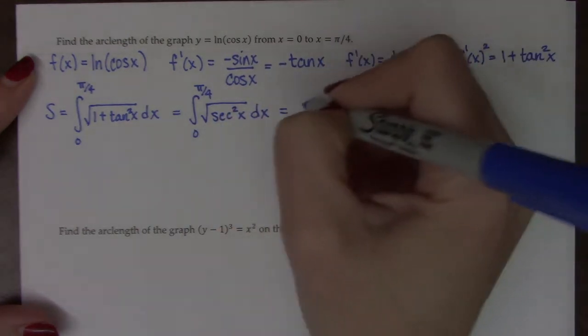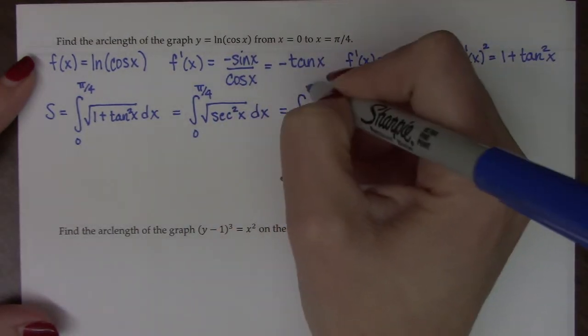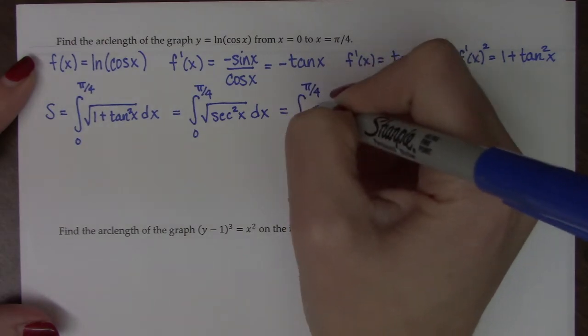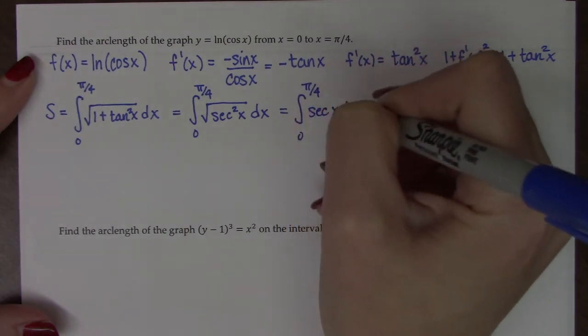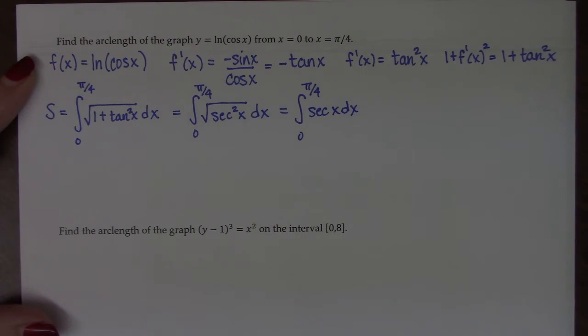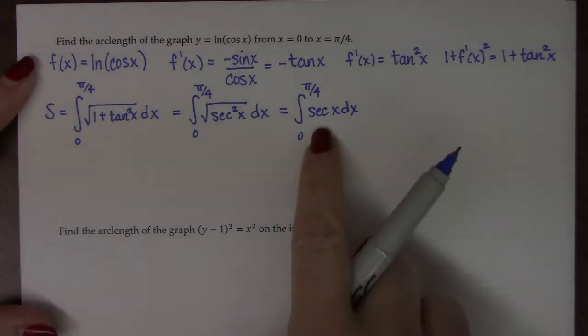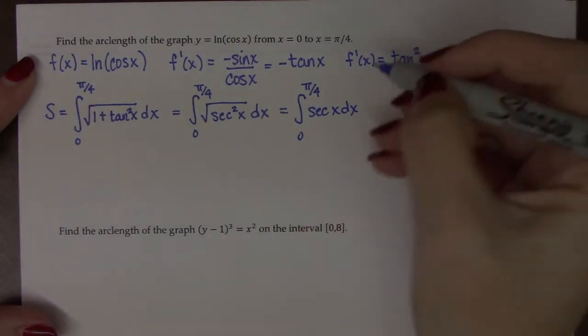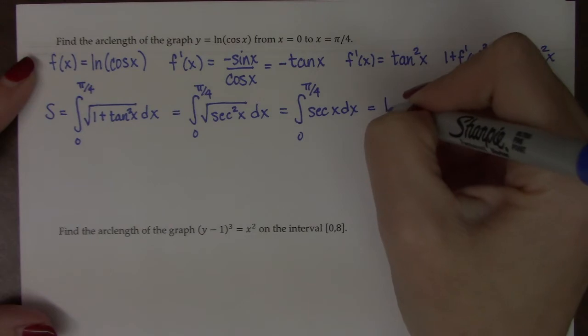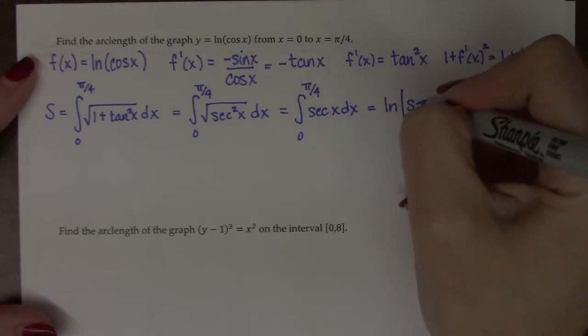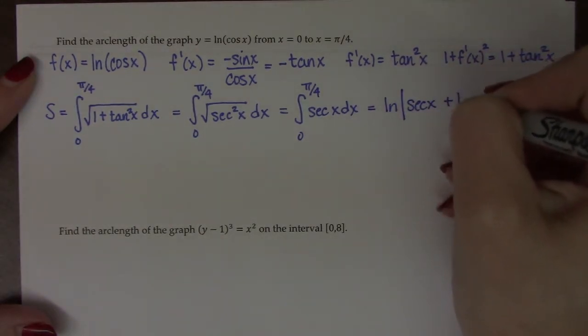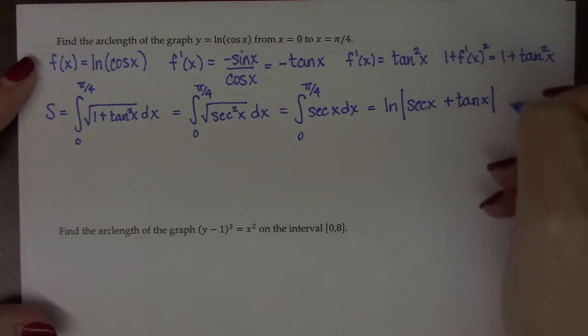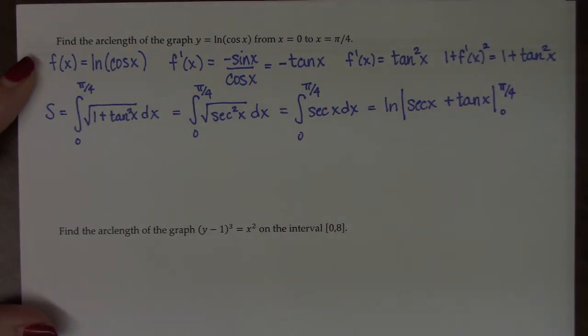So the square root of secant squared is just secant. And back in Calc 1, when you first started learning integrals, you learned all of your trig integrals, and this has a known antiderivative. The integral of secant is the natural log of secant x plus tangent x, and I have to plug in 0 to pi over 4.